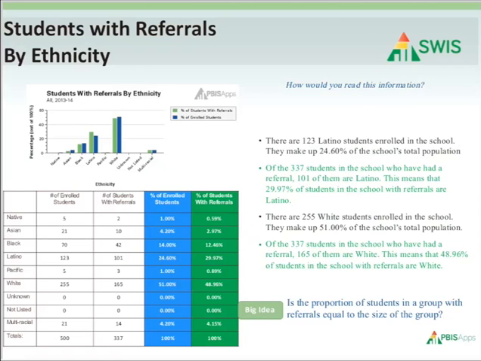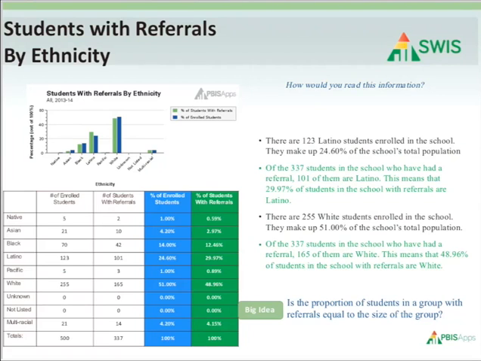And for this story now, when we look at different data points, there are 123 Latino students enrolled in the school. They make up 24.6% of the school's total population. But of the 337 students in the school who have a referral, 101 of them are Latino. This means that 29.97% of students in the school with referrals are Latino. So if you look at the graph on the upper left, you can see there's beginning to be a little bit more of a story with the overrepresentation for the Latino.